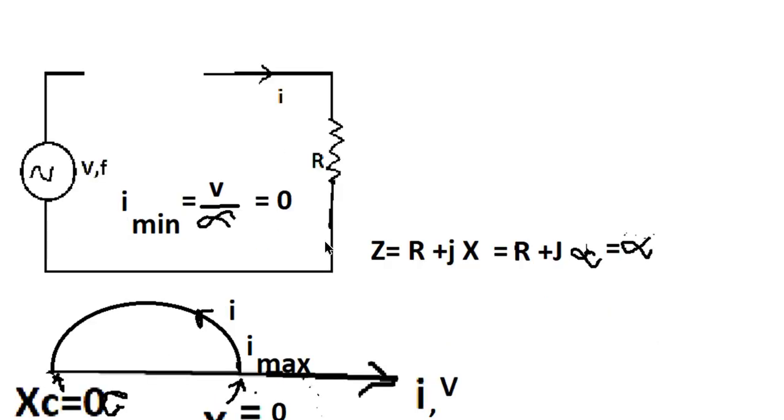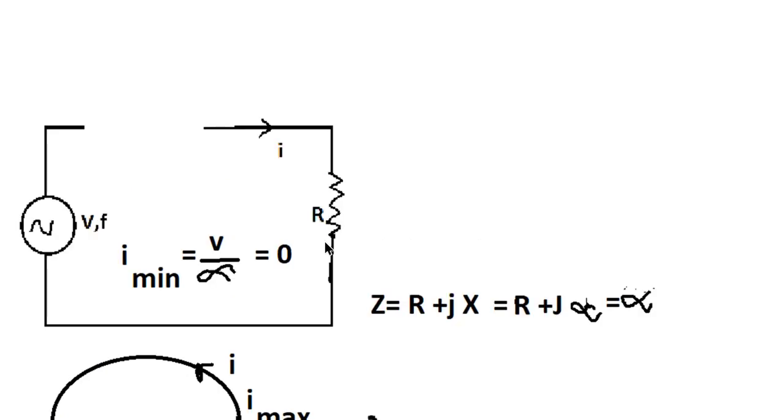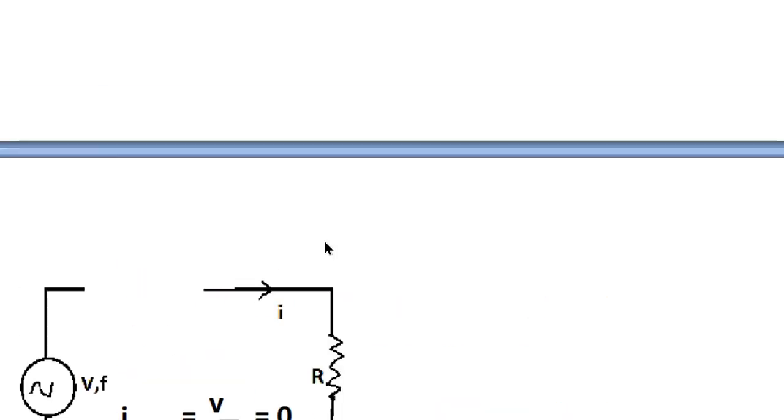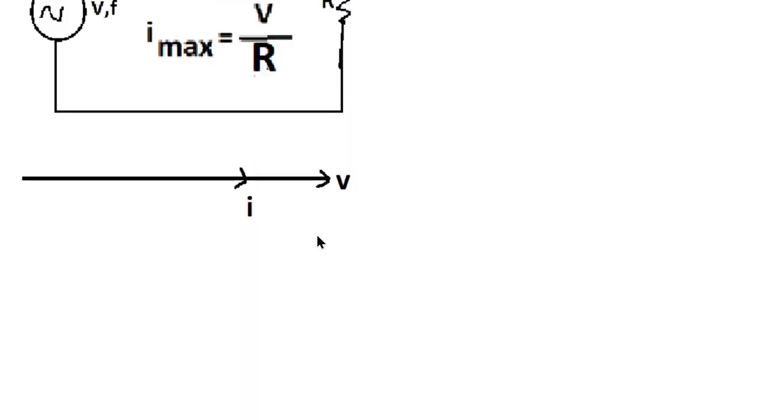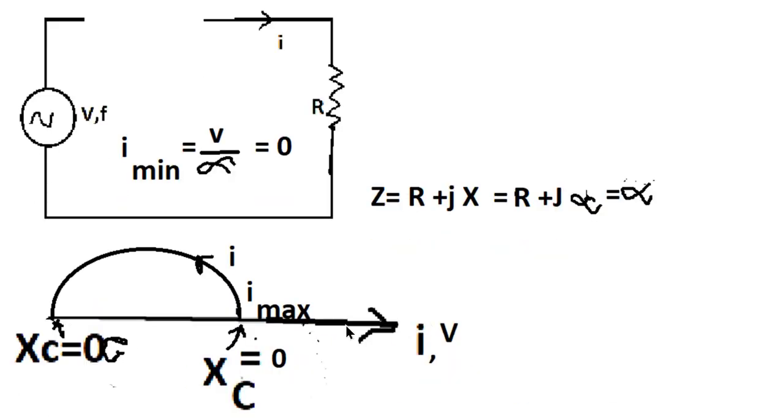So when no current flows but voltage is available, we have to show that in the locus diagram. We have seen already, this is the I position, this is the I maximum position. So the same diagram we draw here like this, and this corresponds to XC equal to 0, where I and V are in phase with each other.